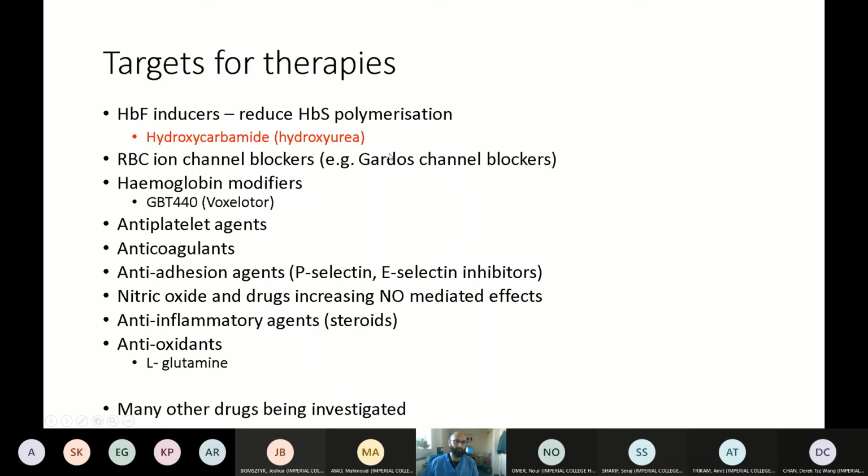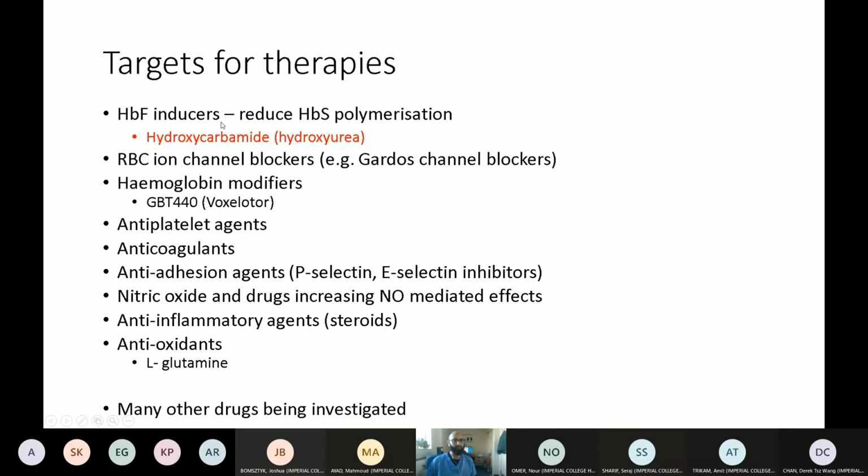Hydroxycarbamide is a deoxyribonucleotidase inhibitor, and its effects in sickle cell disease mainly relate to increasing the hemoglobin F level within the red blood cells. As we've seen earlier, increasing the hemoglobin F inhibits polymerization of hemoglobin S. But there are other effects of hydroxycarbamide apart from inducing hemoglobin F. This process will normally take about 6 to 12 weeks to start seeing any results.